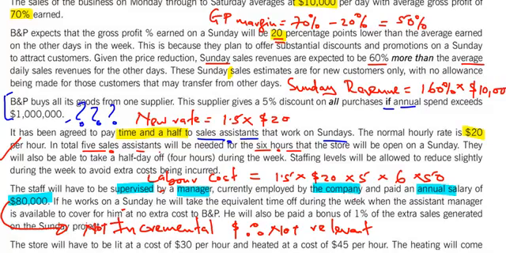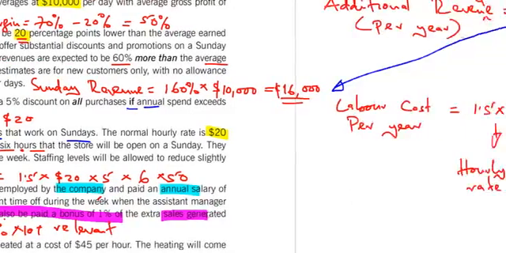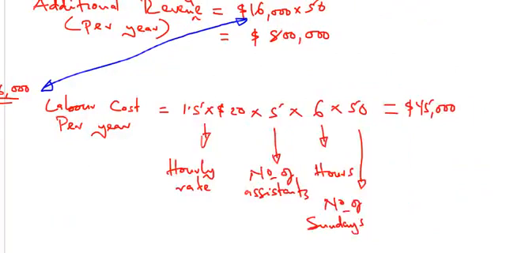But there is another point here. He will also be paid 1% of extra sales on Sunday. So we can calculate a manager bonus.